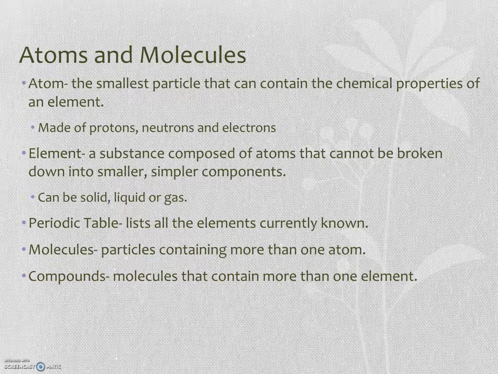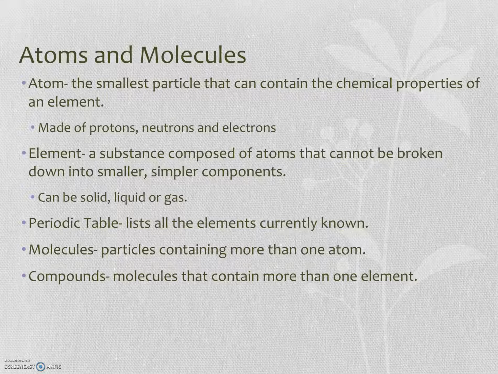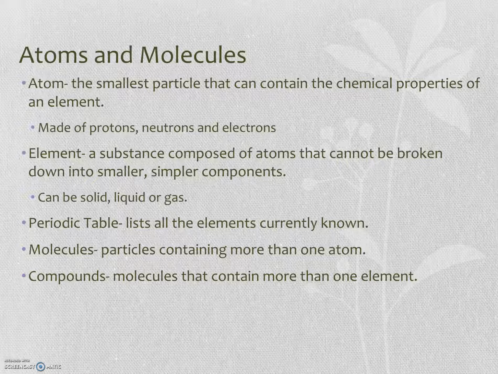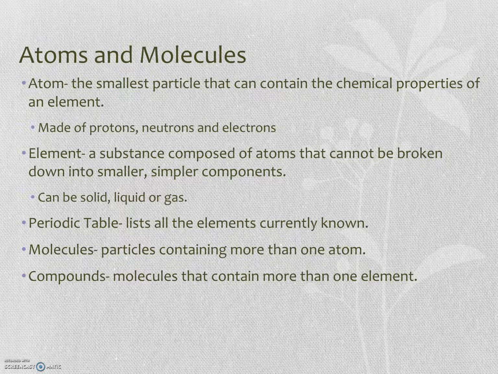Atoms and molecules: if you think back to chemistry, an atom is the smallest particle that can contain the chemical properties of an element, and it's made of protons, neutrons, and electrons, which are positive, neutral, and negative. An element is a substance composed of atoms that cannot be broken down into smaller or simpler components, and they can be in the form of a solid, liquid, or gas. The periodic table lists all the elements currently known. Molecules are particles containing more than one atom, and compounds are molecules that contain more than one element.